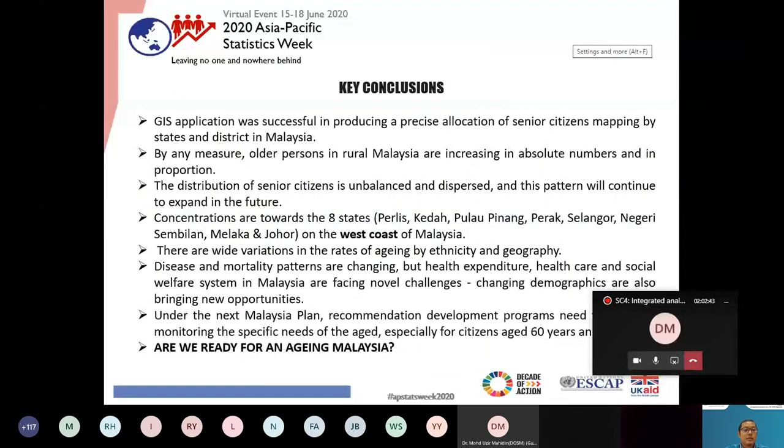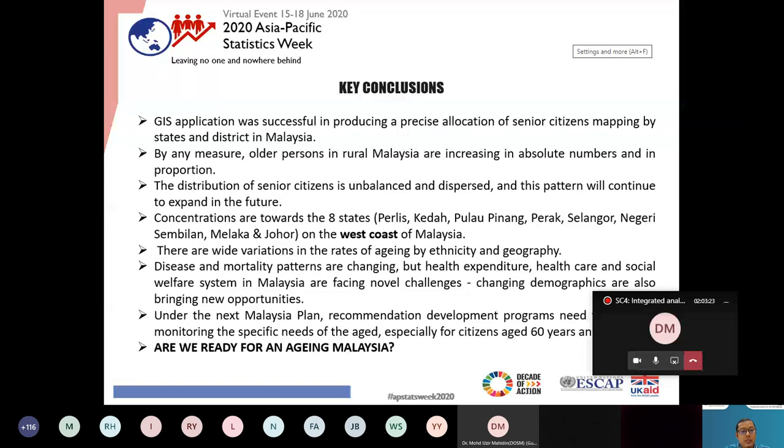As a key conclusion, this application was successful in producing a precise allocation of senior citizens mapping by state and district in Malaysia. By any measure, older persons in rural Malaysia are increasing in absolute number and proportion. The distribution of senior citizens is unbalanced and dispersed, and this pattern will continue to expand in the future. Concentrations are toward the states of Perlis, Kedah, Pulau Pinang, Perak, Selangor, Negeri Sembilan, Melaka and Johor on the west coast of Malaysia. There are wide variations in the rate of aging by ethnicity and geography.